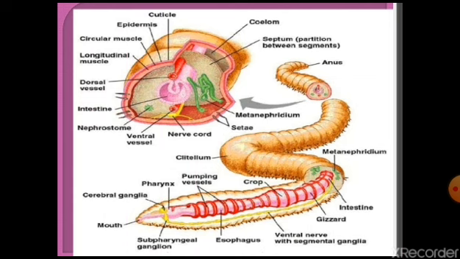Here you can see the different parts of the earthworm. You can go through its digestive system, its sensory system, its nervous system.